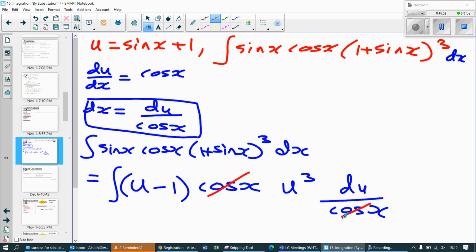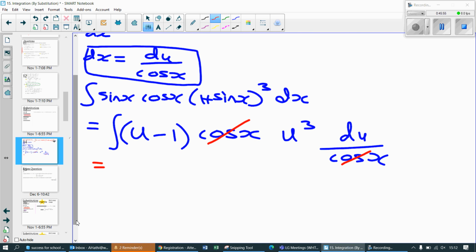You can convert sine x into cos x using an identity, because cos squared x plus sine squared x equals 1. So you can do it, but it's quite a long-winded process. So I've converted this ridiculously long integral of sine x cos x into 1 plus sine x cubed dx. I've converted that huge integral into the integral of u to the power of 4 minus u cubed. There you go. That ridiculously long integral has just become this.